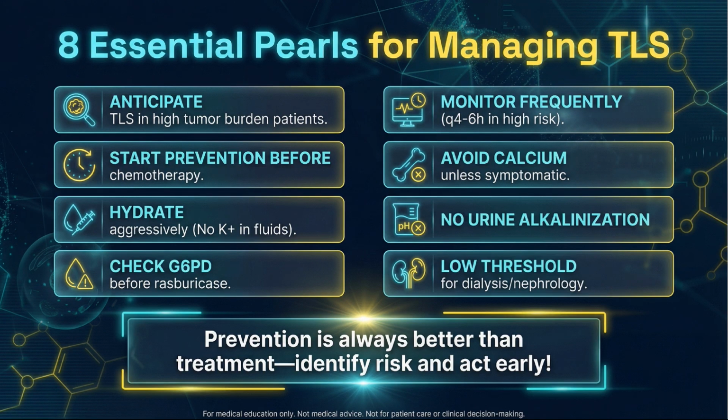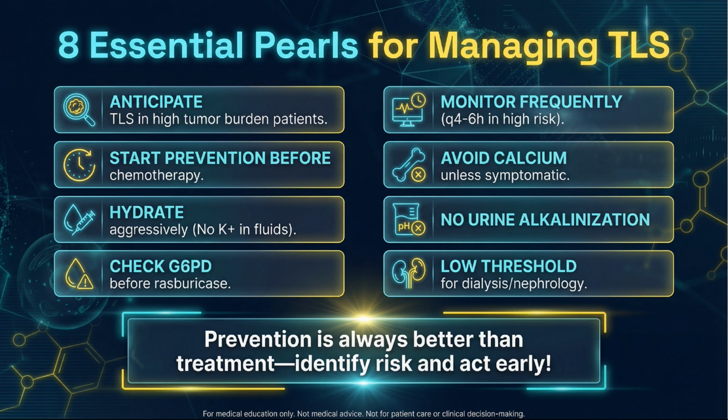We've covered a lot of ground. Let's summarize with 8 essential pearls for managing tumor lysis syndrome. 1. Anticipate. Always anticipate TLS in patients with a high tumor burden who are starting effective therapy. 2. Start prevention before. Initiate your preventive measures before the first dose of chemotherapy is given. 3. Hydrate. Use aggressive intravenous hydration and ensure there is no potassium in the fluids.